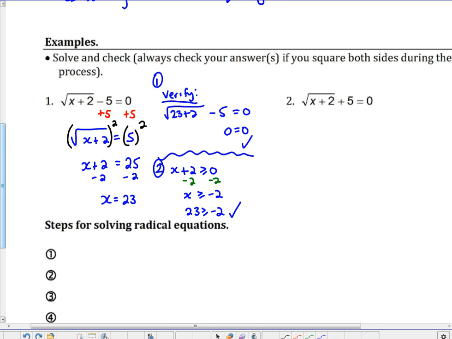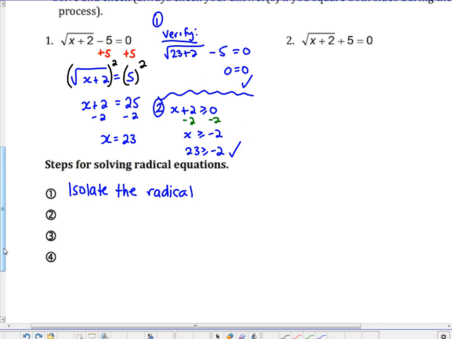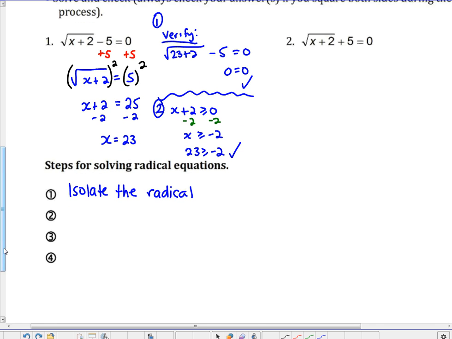Okay, let's just do this one really quickly. The first step is always going to be to isolate the radical. That's always step one. Is this large enough for you guys to read at the back? Yeah? Okay. So move the 5 to the other side.